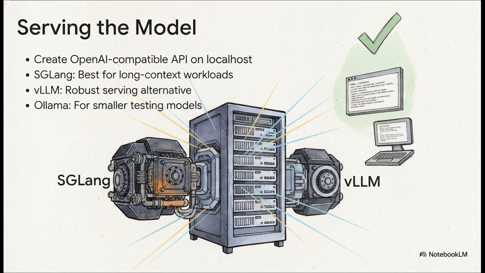SGLang is highly recommended here because it handles long context agent workloads beautifully, but vLLM is also an incredibly robust alternative. Whatever you choose, listen to me. Do not move forward until you can curl your localhost and get a valid JSON response with a choices array back. Getting the serving layers solid first will save you massive headaches later on, for sure.